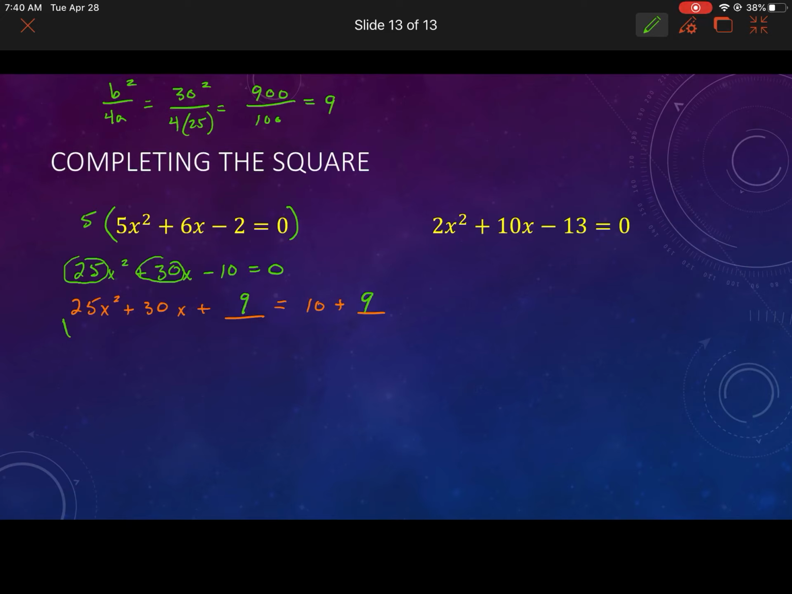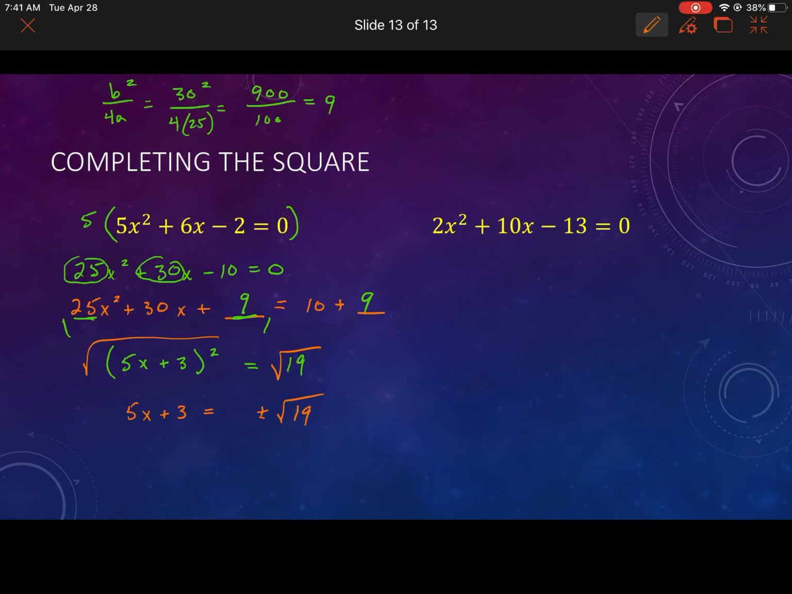All right, so that's going to give me a perfect square trinomial because I have a perfect square here and here. So this is going to factor down to 5x plus 3 squared, and it's equal to 10 plus 9, which is just 19. And then we're going to take the square root of both sides again. So 5x plus 3 is equal to plus or minus the square root of 19. 19 is a prime number, so we can't simplify that one, so just leave it like that.